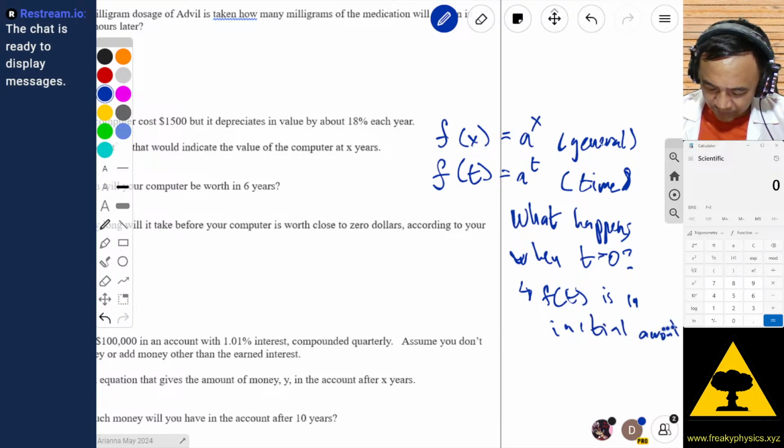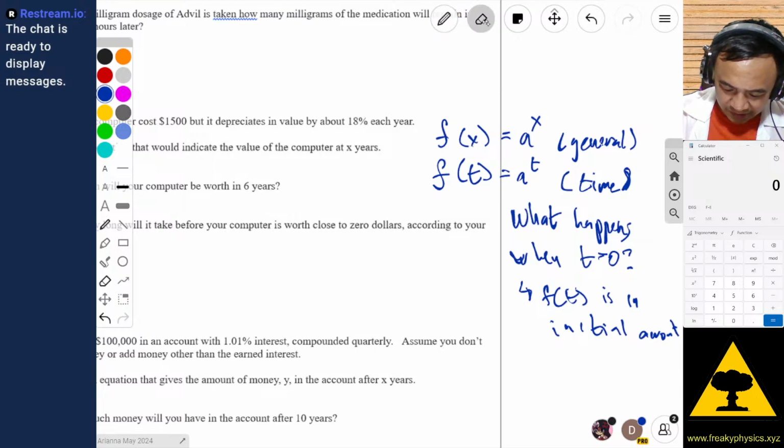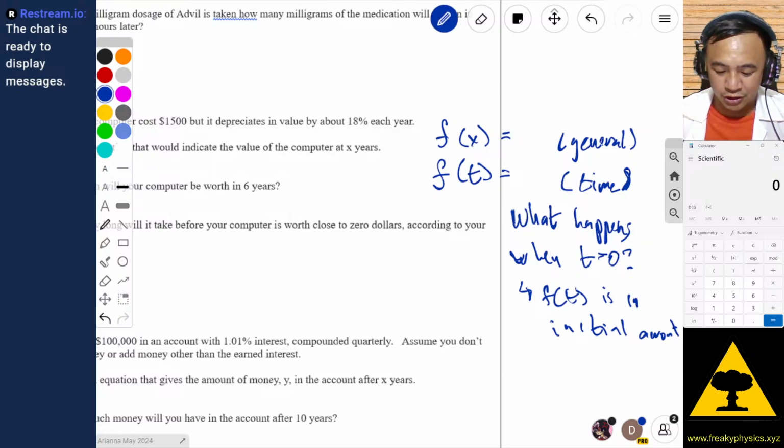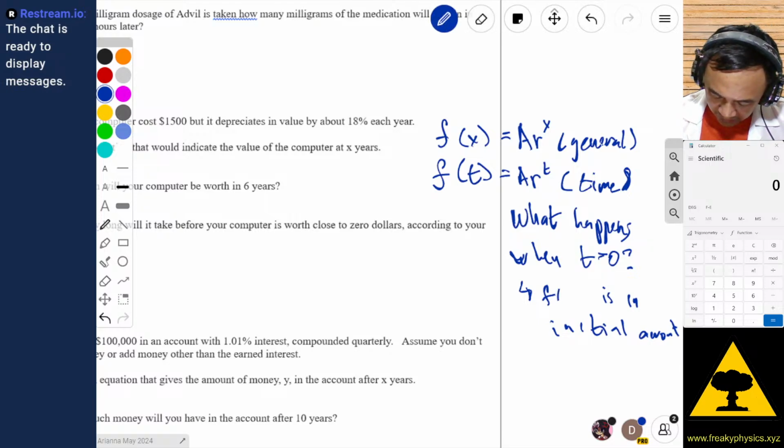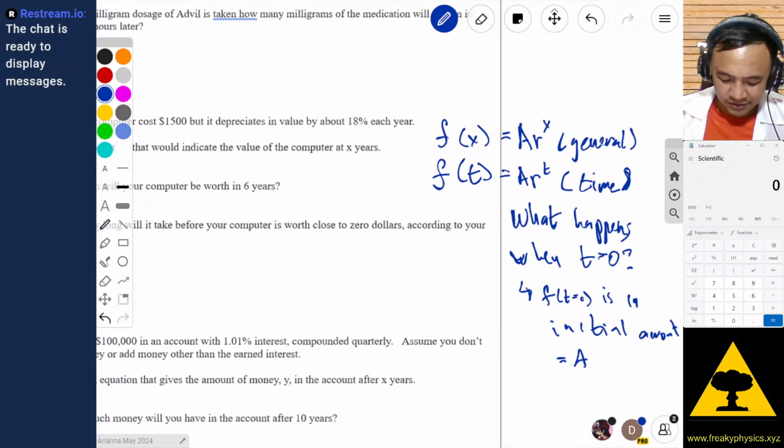Okay. So I'm going to change the equation a little bit, because we don't normally see these in actual equations. We normally see something like a capital A, times some value R raised to x. This is actually the more general form. So this would be A R raised to t. If you put t equals 0 in there, then your A is what? That's going to be the initial amount, right? So f at t equals 0 is the initial amount, and that's equal to A. So that's the second thing.